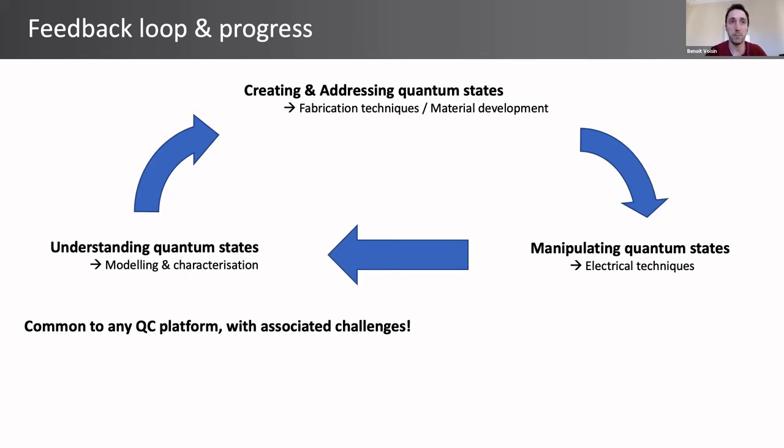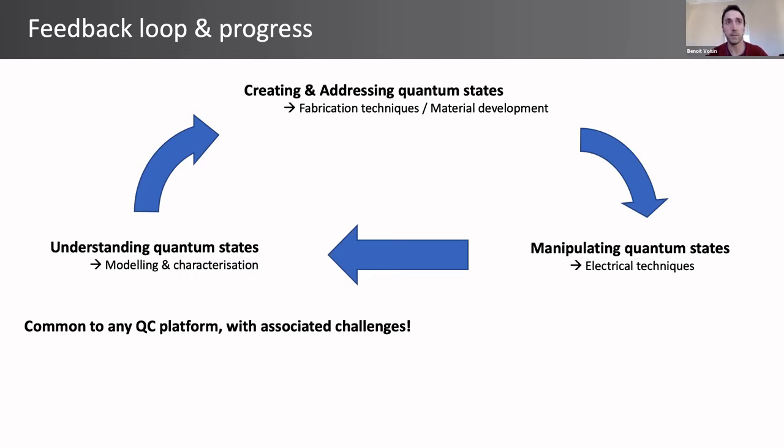The second component of this feedback loop is the ability to manipulate these quantum states, and that ties up to the development of electrical techniques to address the states. And the third component is to understand what you're doing, basically, and understand how these quantum states behave, and that ties up to a modeling and characterization part of the device.